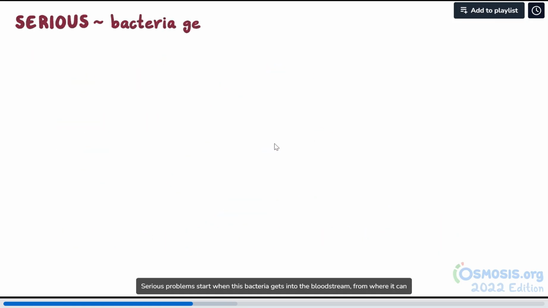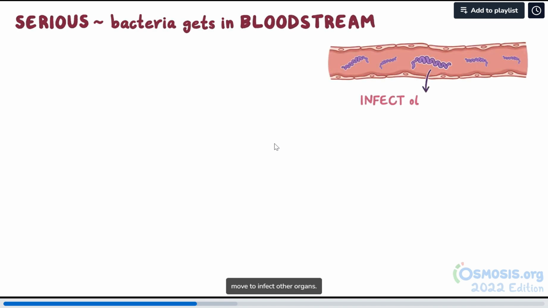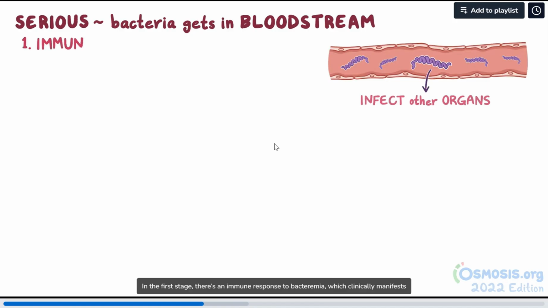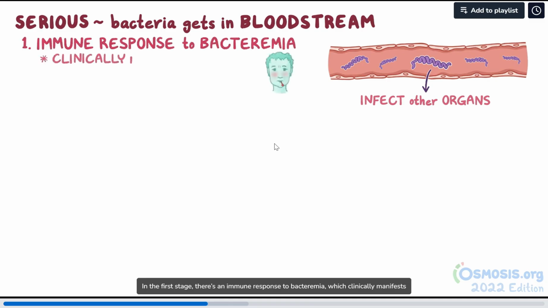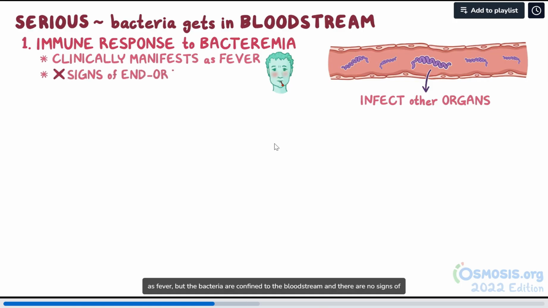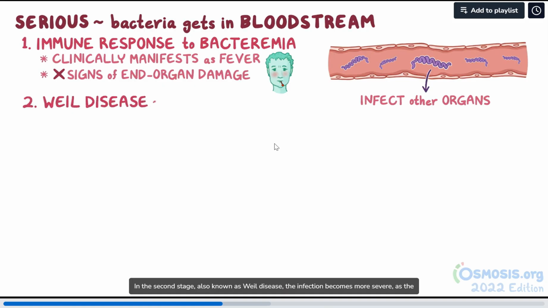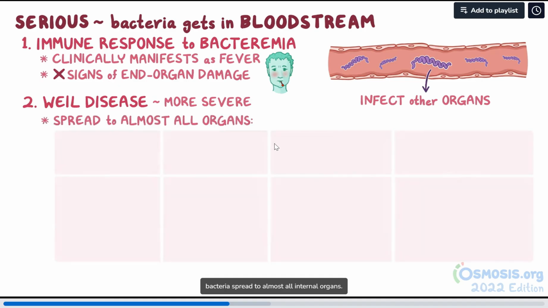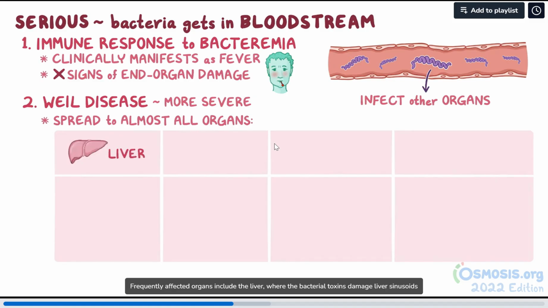Serious problems start when Leptospira gets into the bloodstream, where it can move to infect other organs. This typically happens in 2 stages. In the first stage, there's an immune response to bacteremia, which clinically manifests as fever, but the bacteria are confined to the bloodstream and there are no signs of end organ damage. In the second stage, also known as Weil disease, the infection becomes more severe, and the bacteria spread to almost all internal organs. Frequently affected organs include the liver, where the bacterial toxins damage liver sinusoids and hepatocytes, causing bilirubin to spill into the bloodstream, which clinically translates as jaundice.